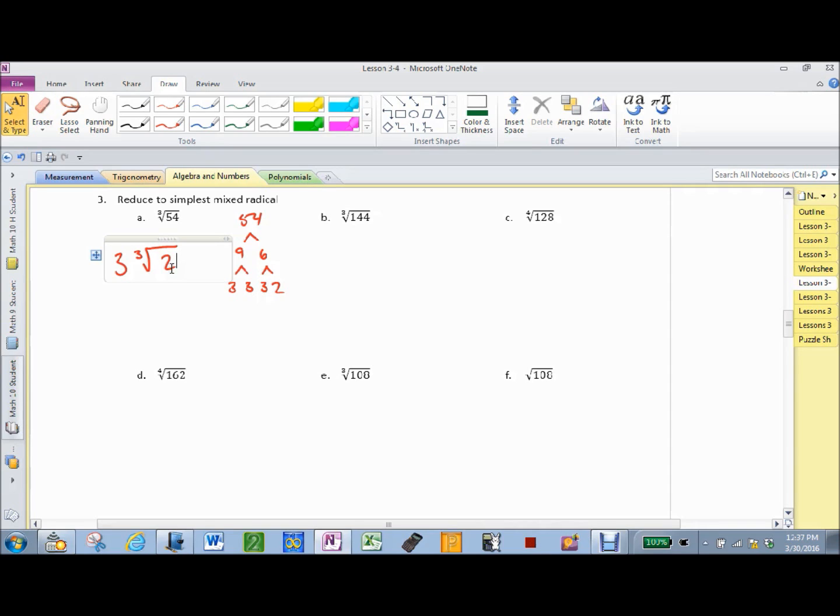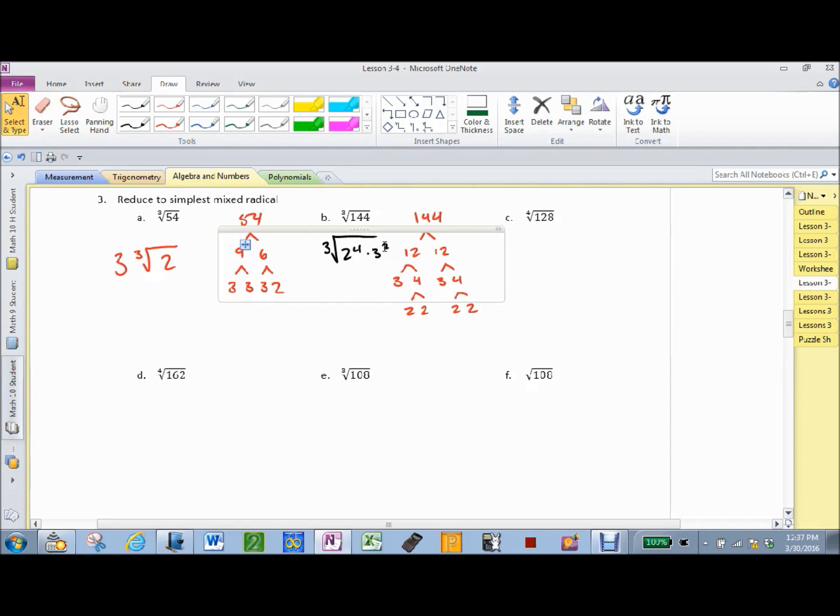Okay, so let's look at B. What size factors do I need? What size group? 3. Does anything else change? Nope. 144, we factor it. I'm going to go 12 and 12, 3 and 4, 2 and 2, 3 and 4, 2 and 2. And I see that I have 2 to the 4th and 3 squared.